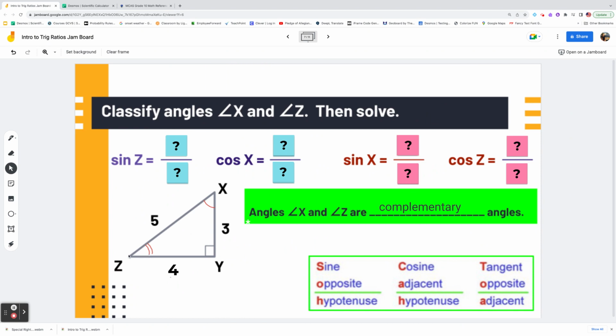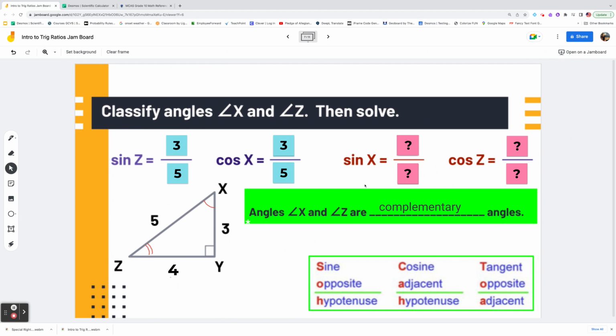Now let's determine the sine of z. Again, sine is the opposite over the hypotenuse. That would be 3/5. What about the cosine of x? Well, cosine is adjacent over hypotenuse. It's the same hypotenuse, 5. The adjacent side to angle x is 3. And we notice something interesting: the sine of z and the cosine of x, these two complementary angles, are equal.